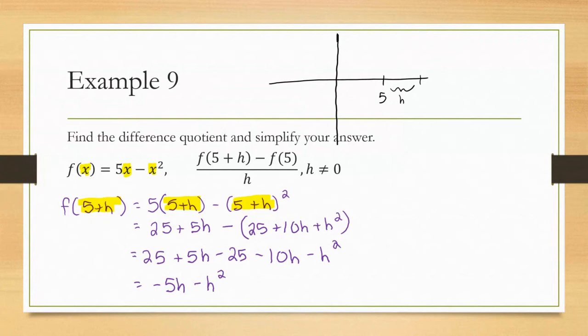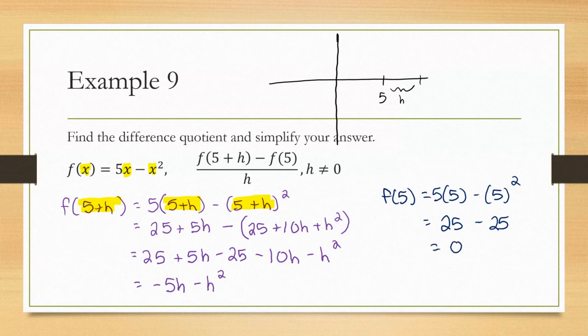Now, in our difference quotient, we also have f of 5. So I need to figure out what f of 5 is. So that's 5 times 5 minus 5 squared. So that's going to be 5 times 5 is 25. 5 squared is 25. So we get 0. So going to the highlighter, this f of 5 plus h, I'm going to replace with negative 5h minus h squared. And then f of 5 is going to be replaced with 0.